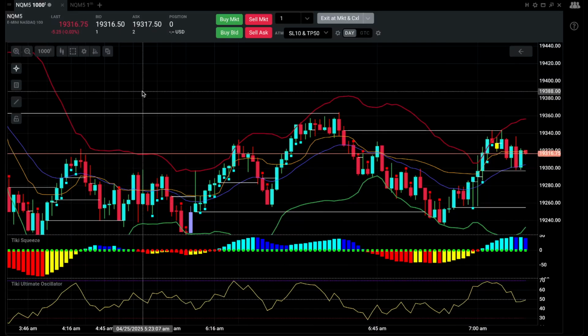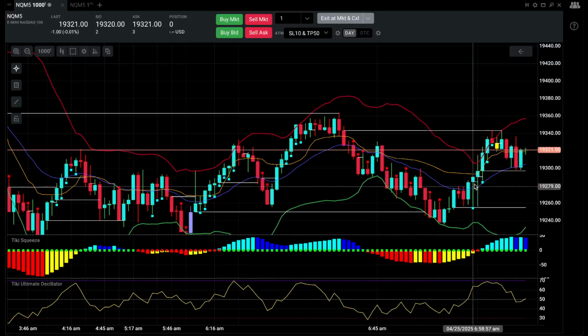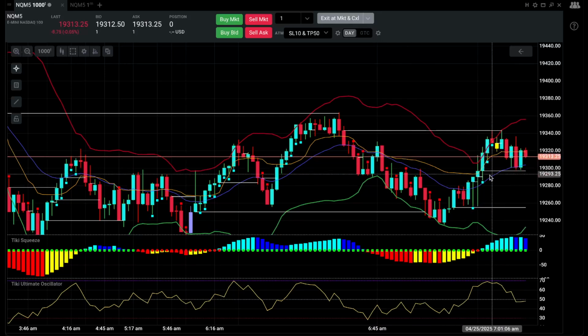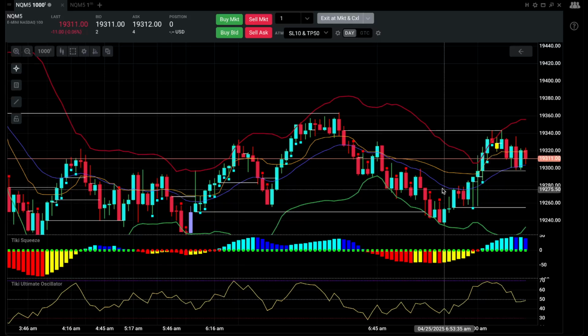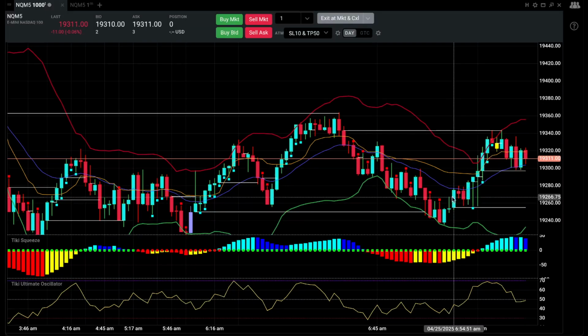Okay, we're trading NQ futures. This is trade of the day. This is the 1000 tick chart, and price right now is hugging the comma. You can see this line right here. I'll double click that. That's the Pay to Fade adaptive moving average. Call it the comma. This blue one, that's the EMA 21.